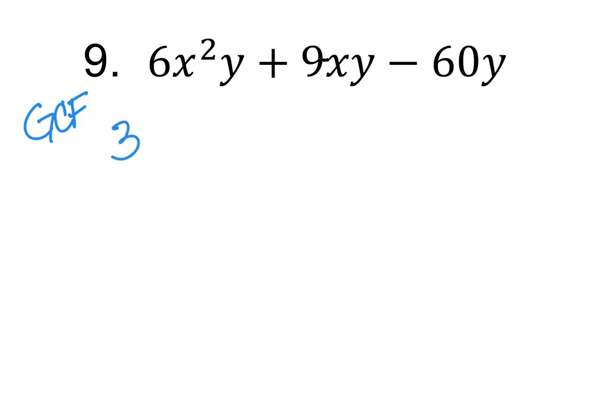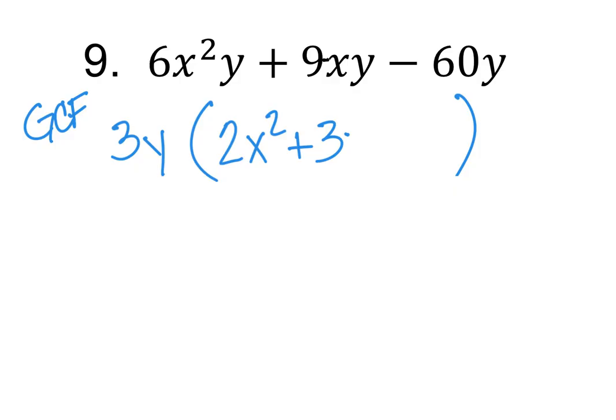And do we have any other greatest common factors? Well, we can see they all have a y, so let's bring out one y. And what are we left with in parentheses? Well, 3 times 2 is 6. Bring down that x squared, and we already have our y out here. Then we have our plus. 3 times 3 is 9. Bring down that x. Bring down that minus. 3 times what is 60? That is 20. Now we have 3 terms left in parentheses.